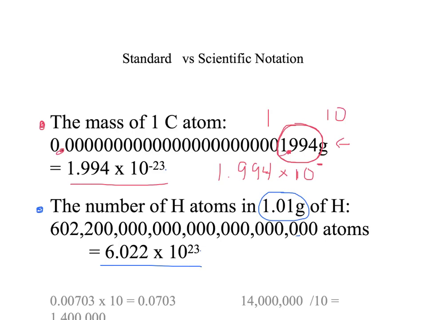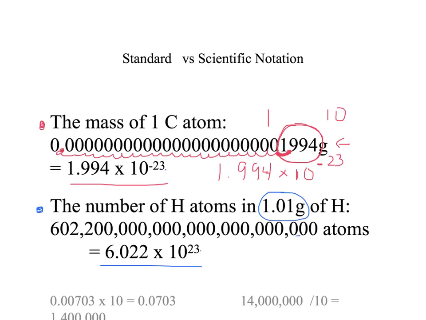In other words, 1, 2, 3, 4, 5, 6, 7, 8, 9, 10, 11, 12, 13, 14, 15, 16, 17, 18, 19, 20, 21, 22, 23. That's the number that goes there. It's not the number of zeros. If I counted the number of zeros, there are 22. But then I would have left off this move here. So 1.994 times 10 to the negative 23rd is the way to represent that in scientific notation.